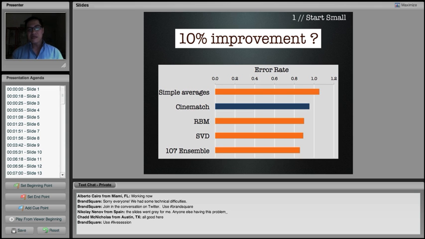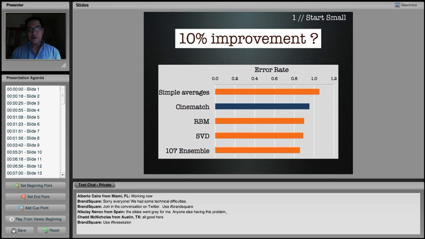The metric that was used was some kind of an error rate, and the SynMatch algorithm was rated at about 0.95 at the start of the competition. It turns out that if you were to do something very naive, which is simply averaging the ratings of each movie, your error rate will be about 1.05. So the difference between simple averaging and SynMatch is approximately 0.1.